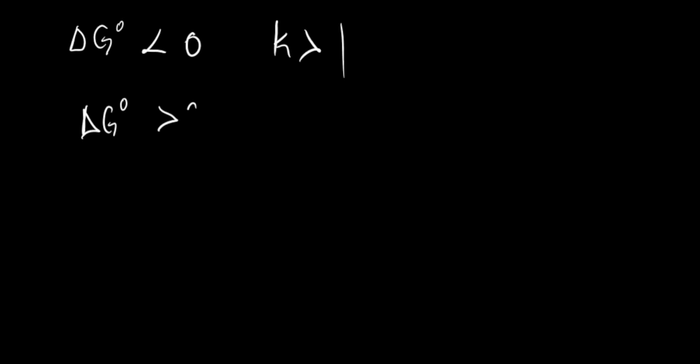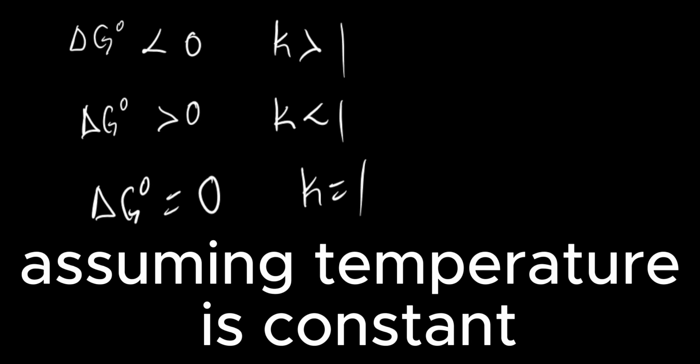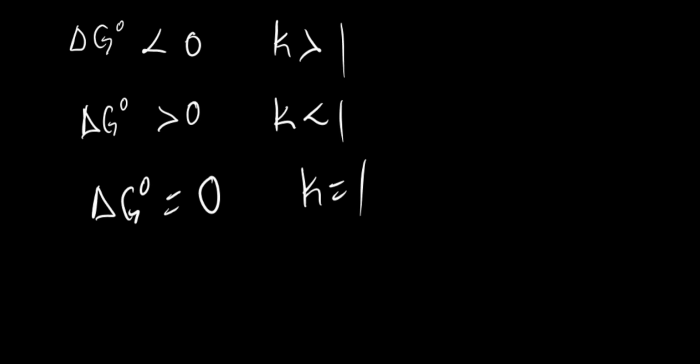So to summarize this, when delta G naught is less than 0, K is greater than 1. When delta G naught is greater than 0, K is less than 1. And when delta G naught is equal to 0, K is equal to 1. Okay, so it's important for us to take note of that.